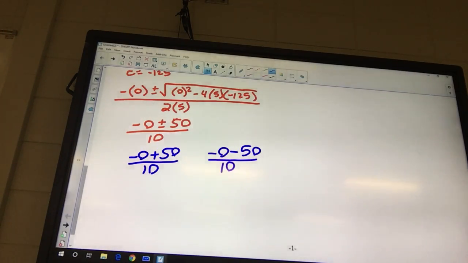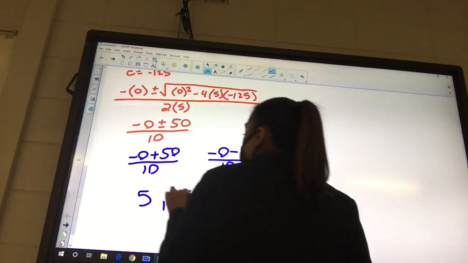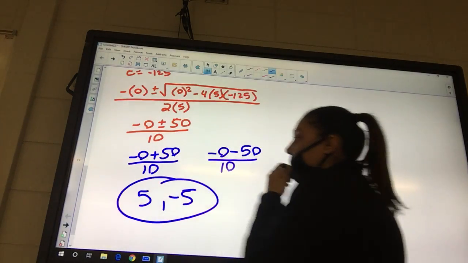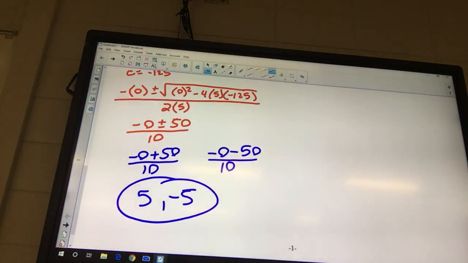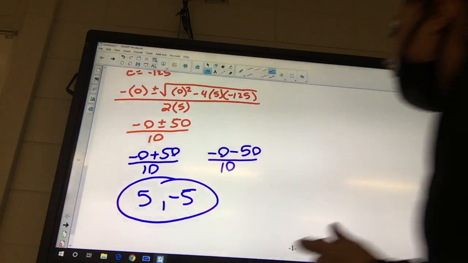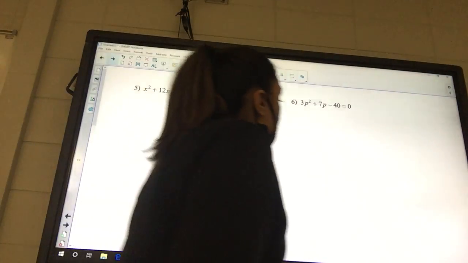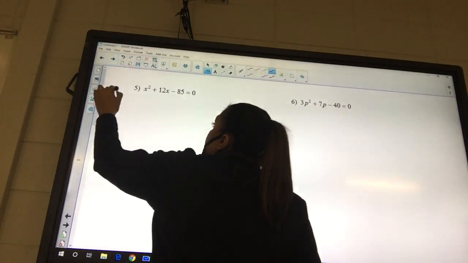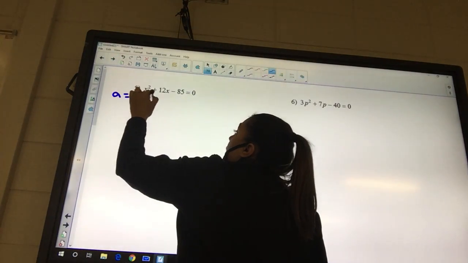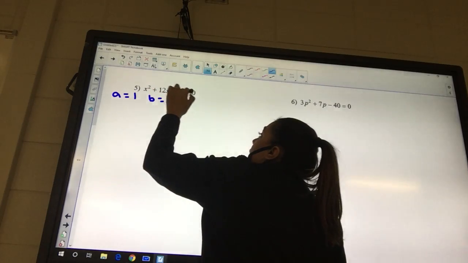Then you can hit the back button and change this plus to a minus. So for the other one, you get negative 5. So you should have got 5 and negative 5, and those are going to be your two answers. Make sense? Yeah, that makes sense now. See? Okay, so A is 1, B is 12, C is negative 85.